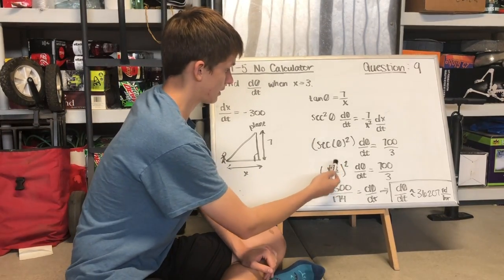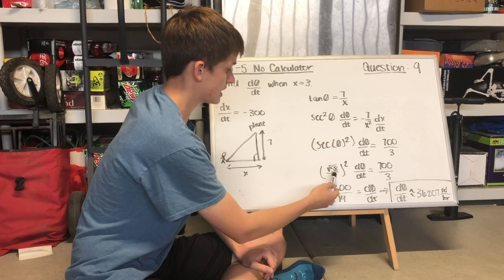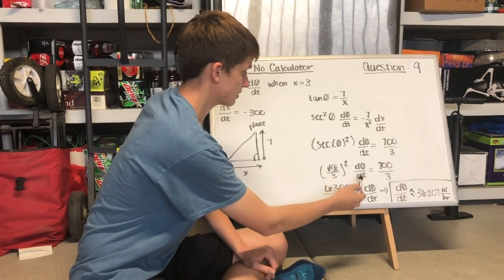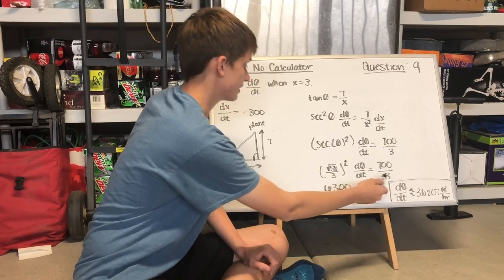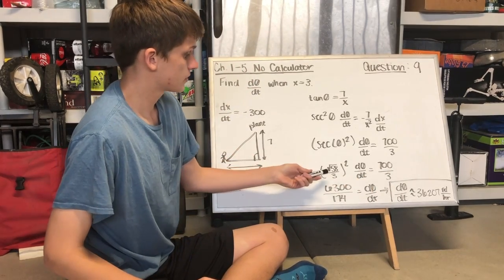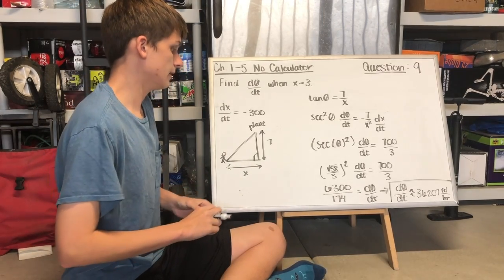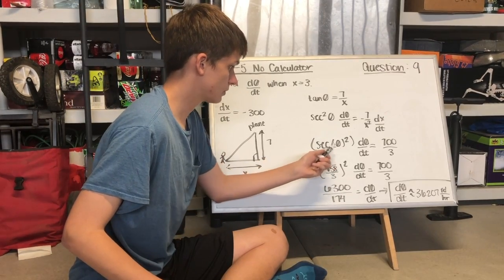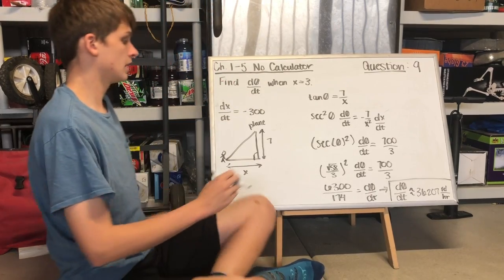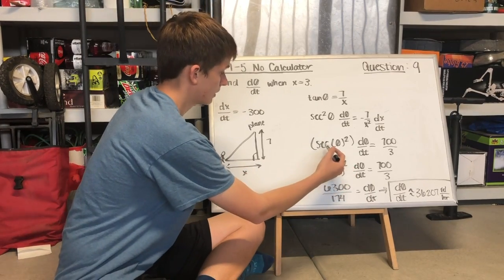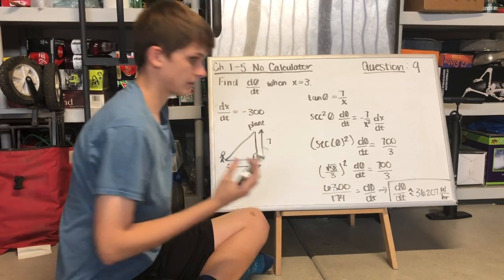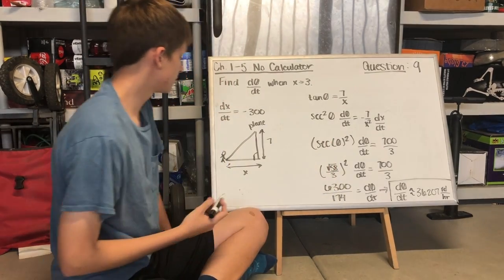Here, we now have the square root of 58 over 3 squared d theta over dt equals 700 over 3. So we get the square root of 58 over 3 in this situation because right now we're just looking at secant, we're not looking at secant squared because the squared is being applied on the secant, so we can just find the ratio when it's only secant.